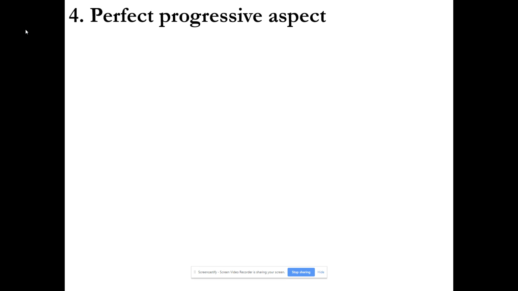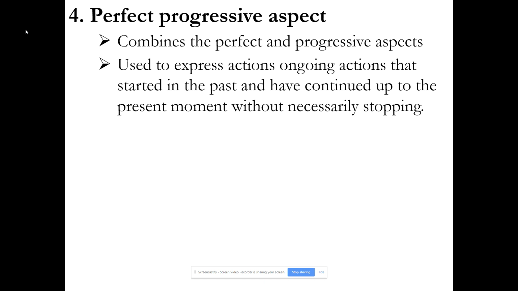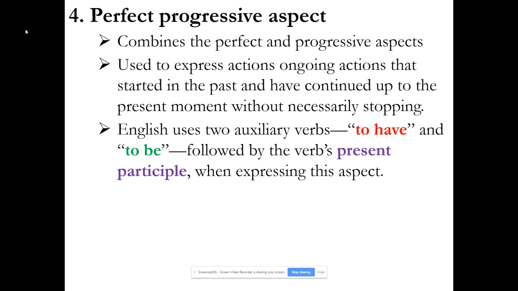So, perfect progressive, just putting together two of the aspects. Right, we're combining the perfect and progressive aspects. The perfect progressive aspect is used to express ongoing actions that started in the past and have continued up until the present moment without necessarily stopping, right? So we need two auxiliary verbs in this case.